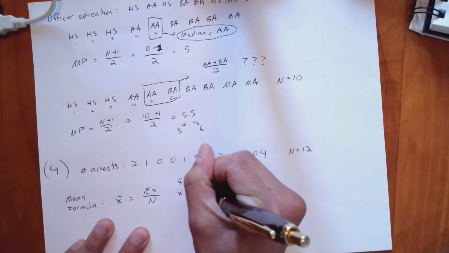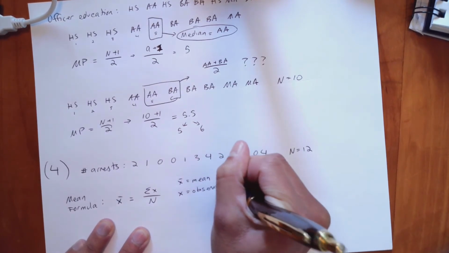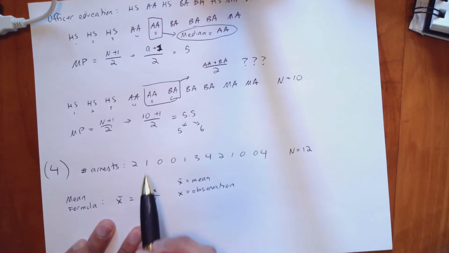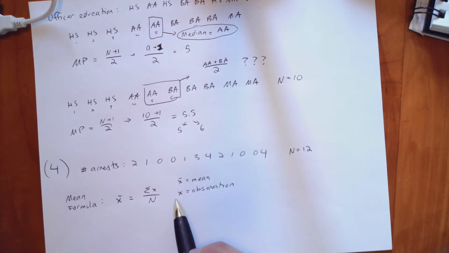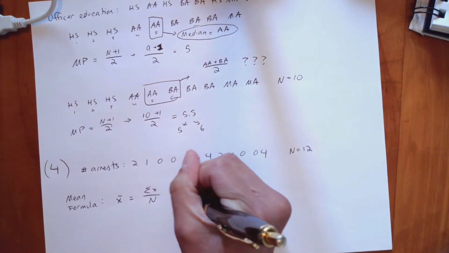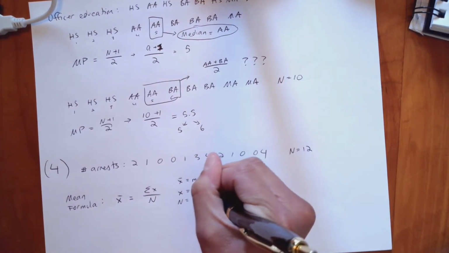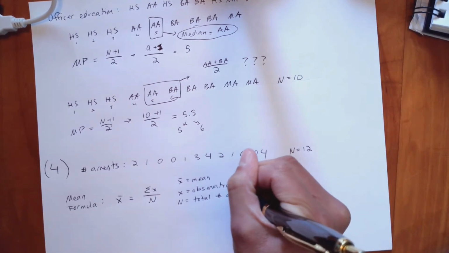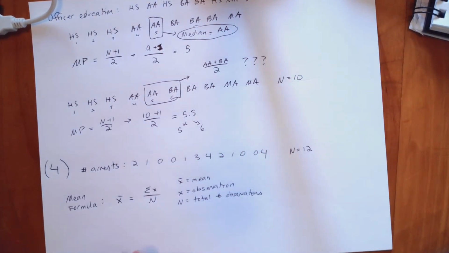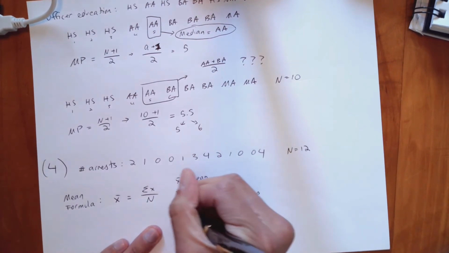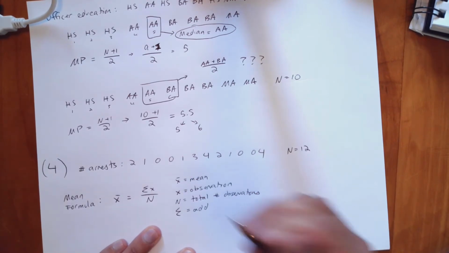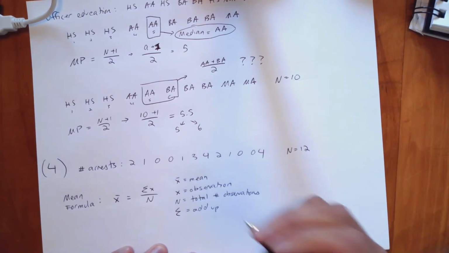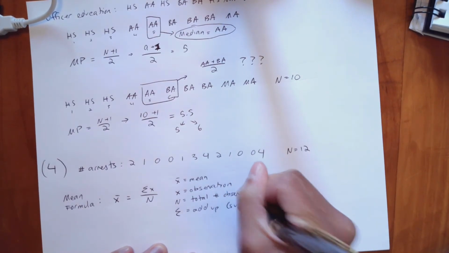X here refers to the different observations. So we would consider this to be an X, this to be an X, this to be an X, this to be an X, this to be an X, and so on. So X is something that we'll use to refer to observations within a sample. N, as we said before, is the total number of observations in a sample. And finally, this Greek letter here is sigma, and sigma means add up whatever comes next, or take the sum of whatever comes next.